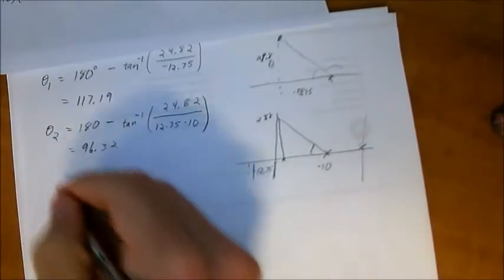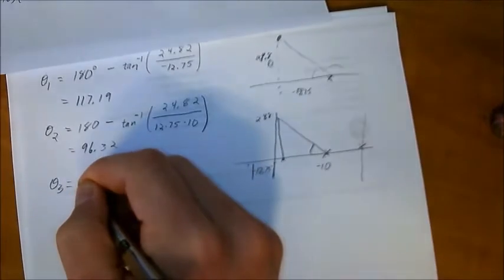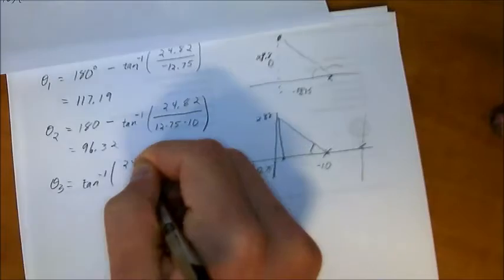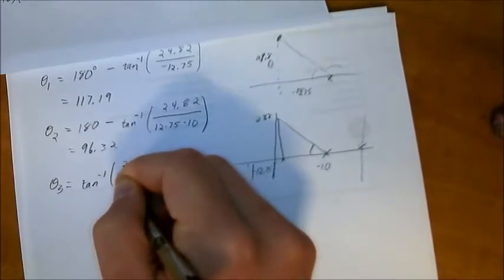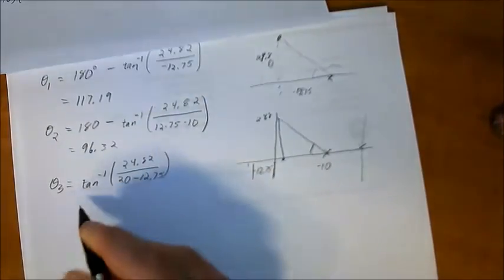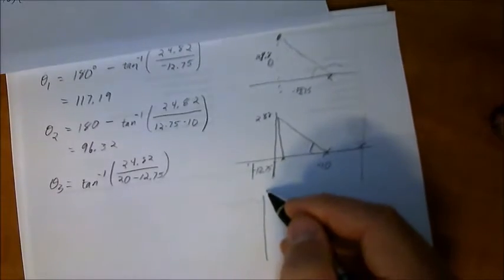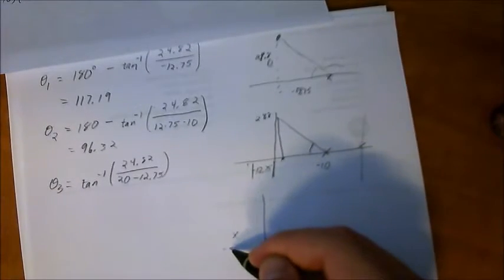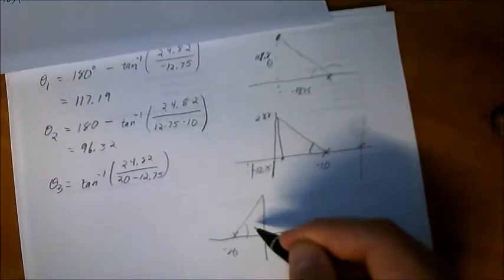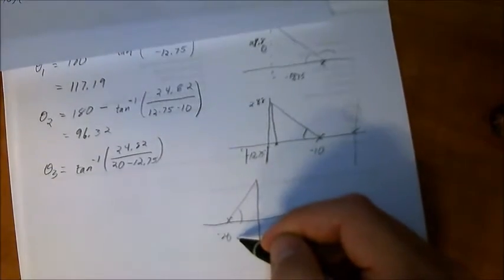Okay. So now, theta 3 is equal to the tangent inverse of 24.82 all over 20 minus 12.75. Now, why don't we have a 180 here? Well, again, if you're looking at the 12.75 and we've got our negative 20 over here, then you've got it over here like this. So you don't have to subtract 180 in order to get the inside angle. It's already given to you.